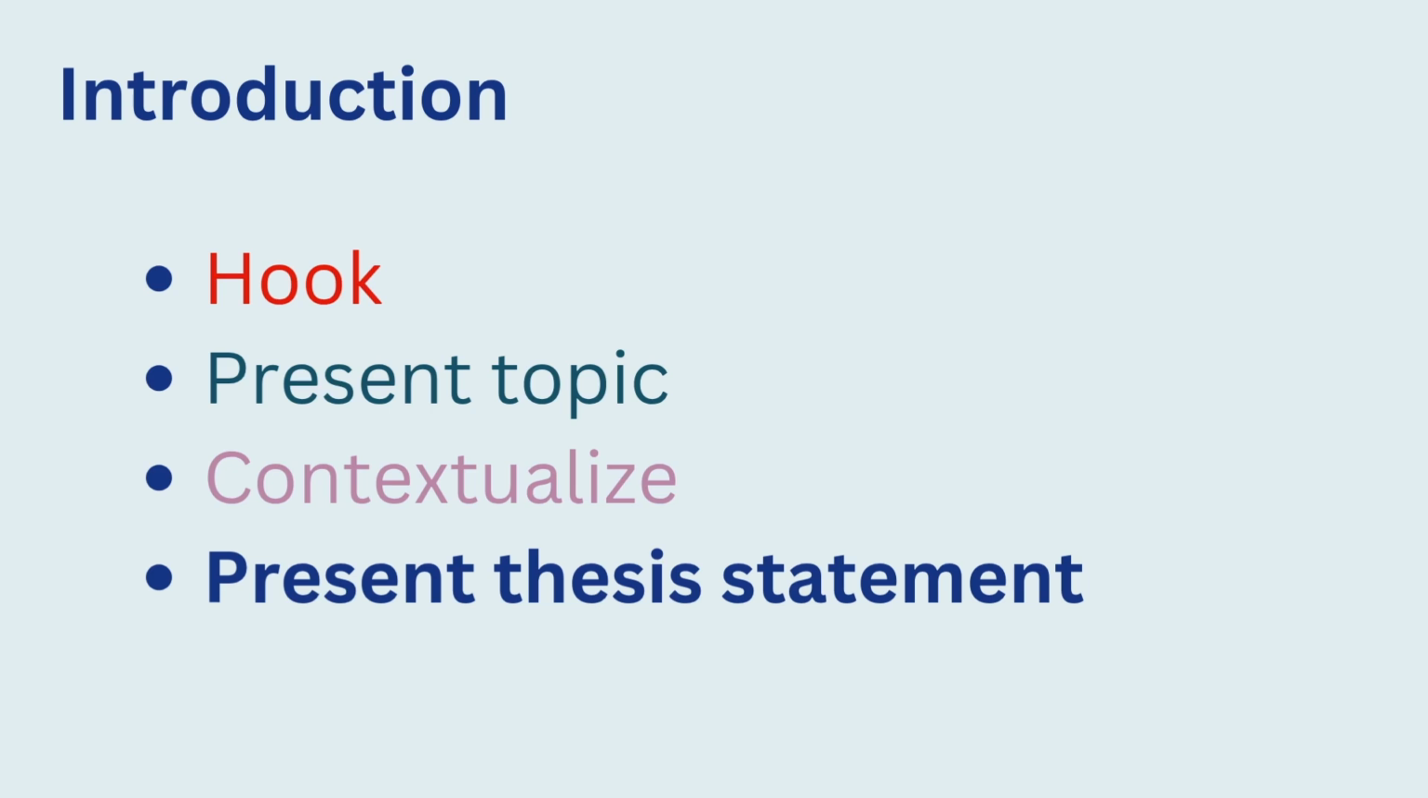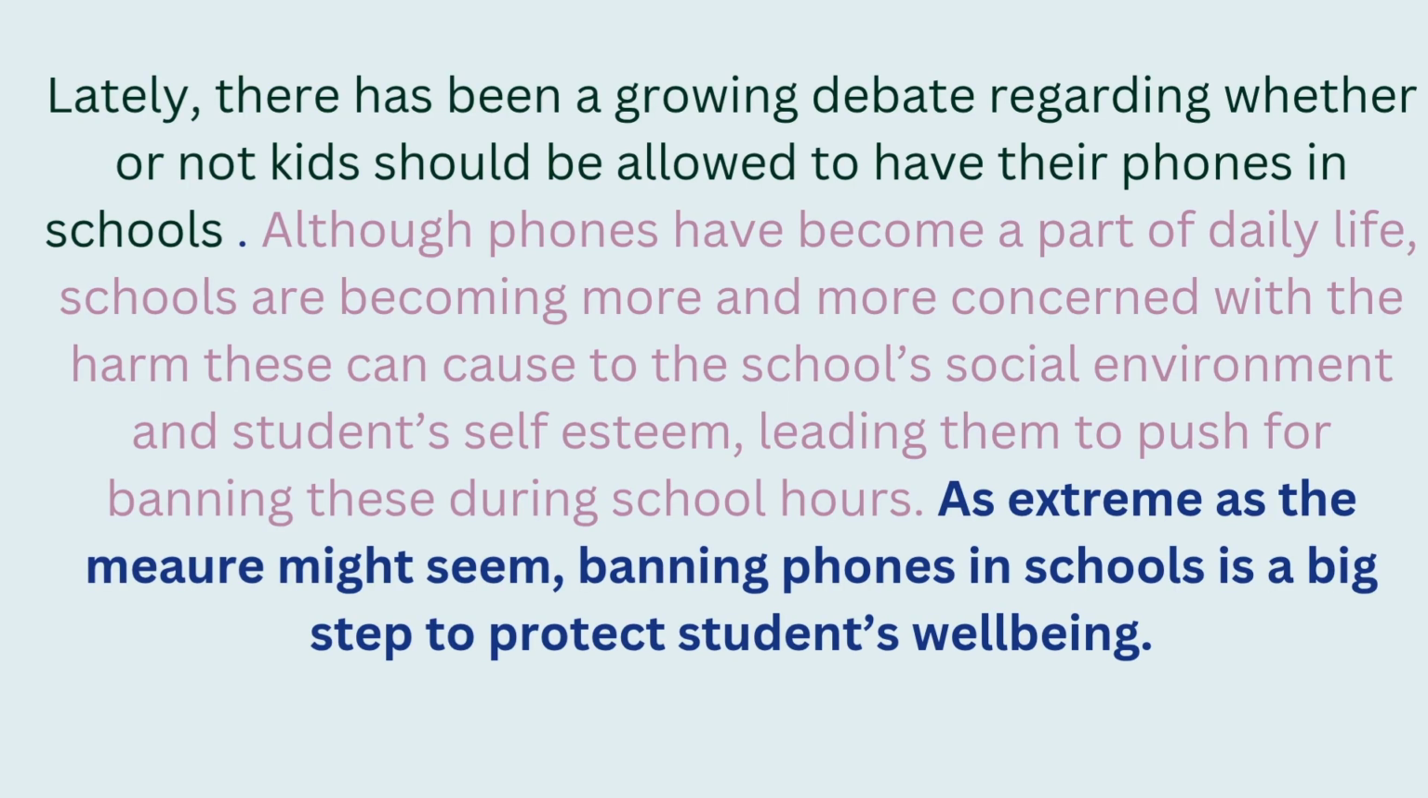For instance, in this introduction: lately, there has been a growing debate regarding whether or not kids should be allowed to have their phones in schools. Although phones have become a part of daily life, schools are becoming more and more concerned with the harm these can cause to the school's social environment and students' self-esteem, leading them to push for banning these during school hours. As extreme as the measure might seem, banning phones in schools is a big step to protect students' well-being. Here you can see how you have no hook, so a rhetorical question might improve this, but it's not necessary. The paragraph makes sense without it either way.